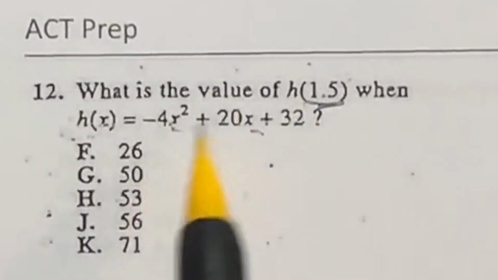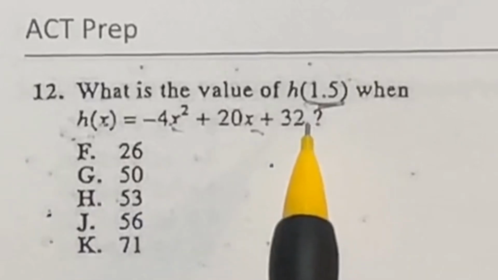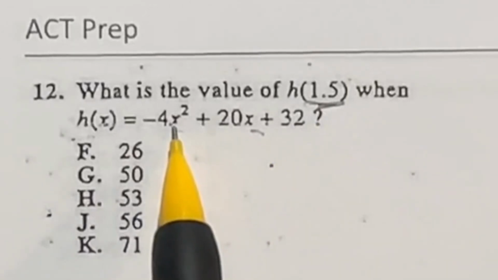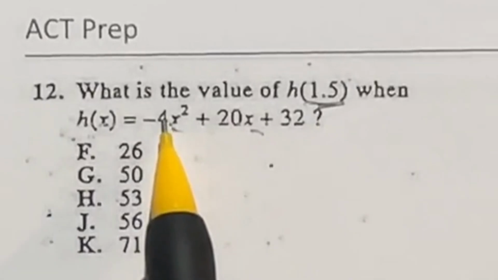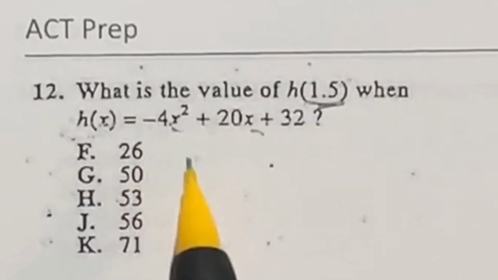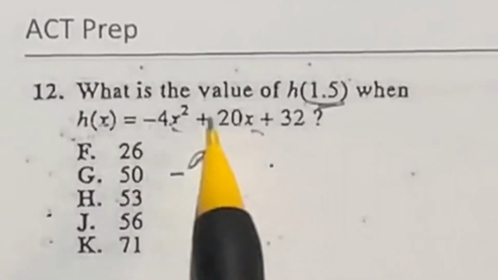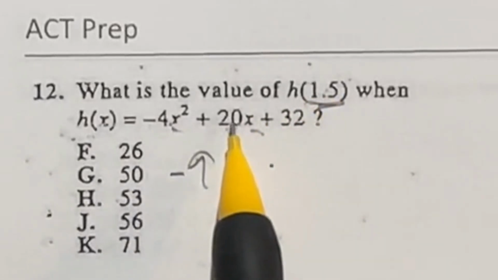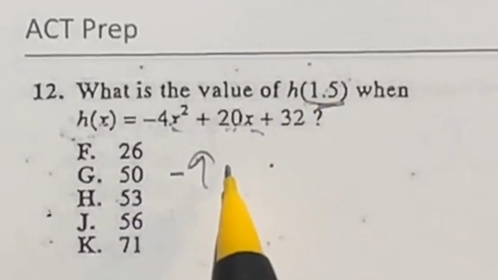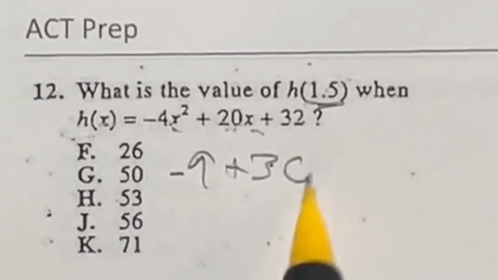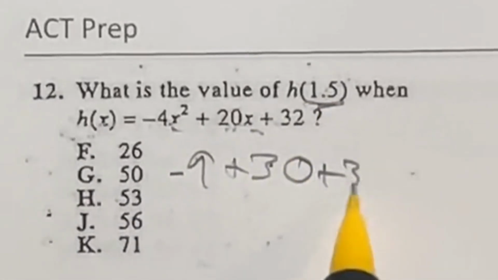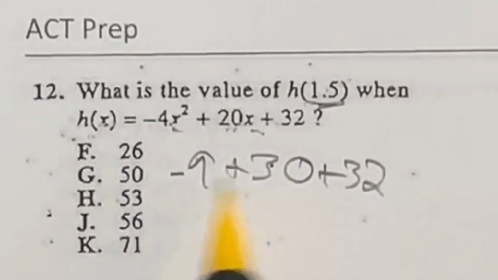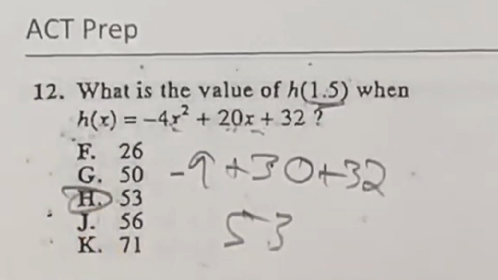So let's start off here. 1.5 squared, if you're using a calculator, would tell you is 2.25. And when you multiply that by 4, it's going to give you 9. Now don't forget that negative out front, so we have -9 there. Now 1.5 times 20, well, you can just take half of it and add it to it, so 20 plus 10 would give me 30. Or you could just plug that in a calculator as well and get your answer. And we still have that 32. So if we go ahead and do -9 plus 30 plus 32, that's going to give us a final answer of 53, which is answer H.